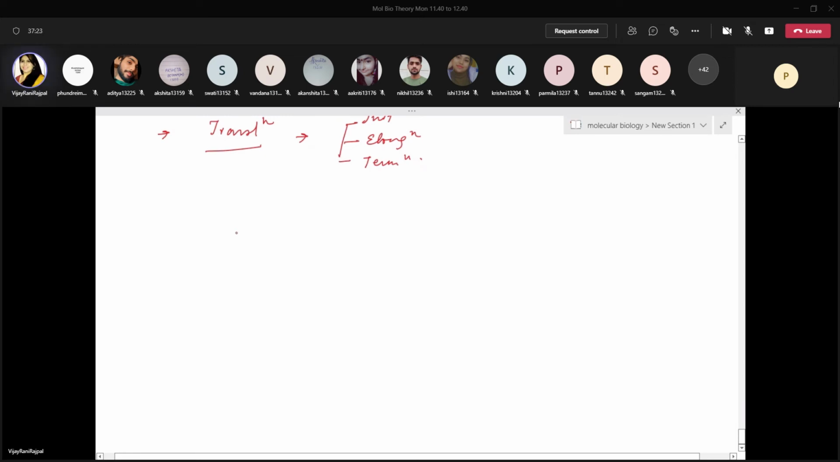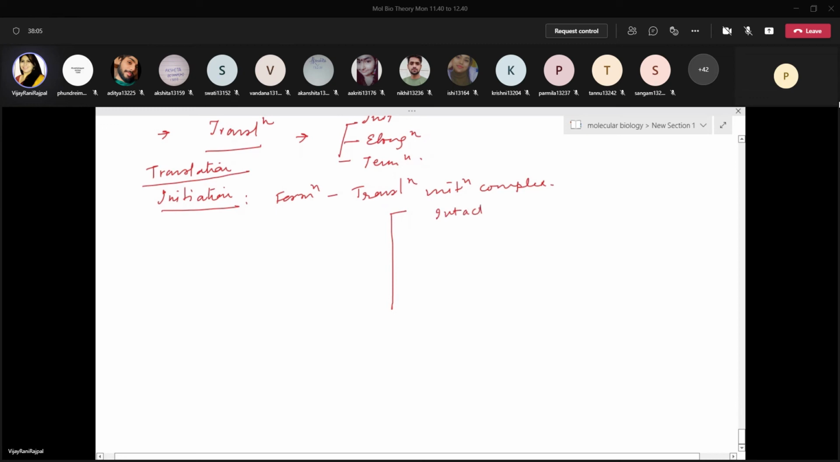So initiation of translation happens by formation of a translation initiation complex. I am only teaching translation, so there is no chance of mixing up. So if I say initiation, of course, I am talking about initiation of translation. So this takes place by formation of a translation initiation complex. Now, what all are required for forming this initiation complex?